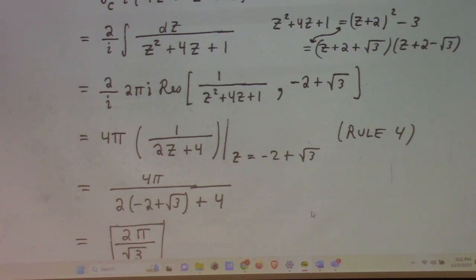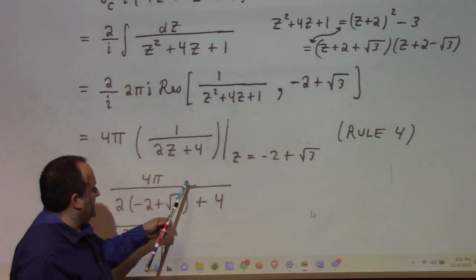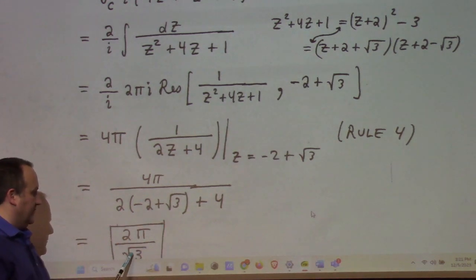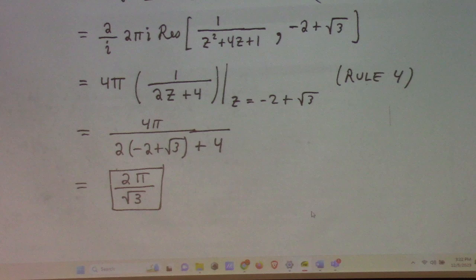So I decided to use rule 4 because it's just 1 over something. And so I differentiated it, and that something's a simple 0. So differentiate, plug that thing in, and you get a root 3, and you've got your 2 pi divided by 2. 4 pi divided by 2 gives you 2 pi. So 2 pi over root 3, woohoo! Which I think is what we saw in the homework.